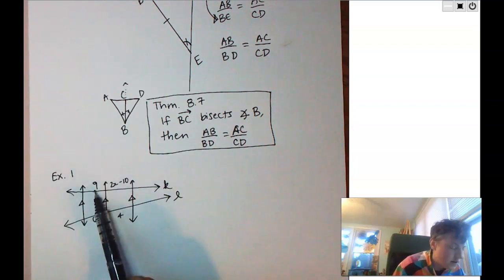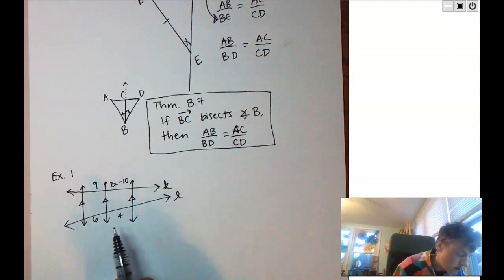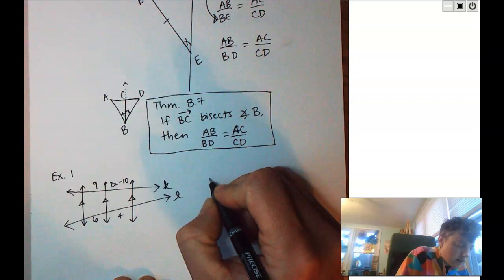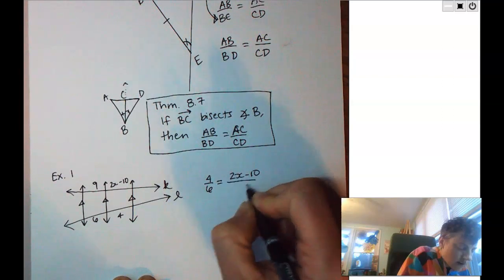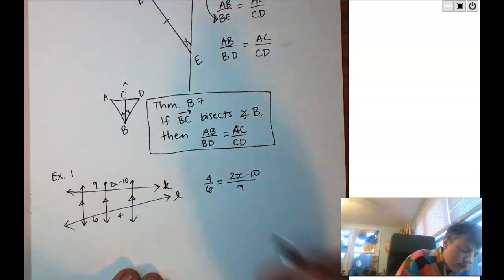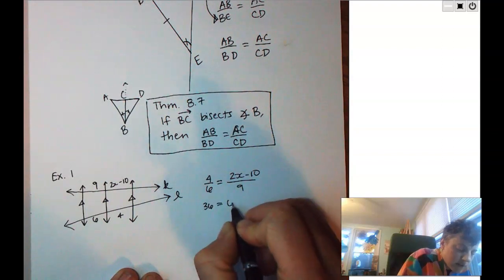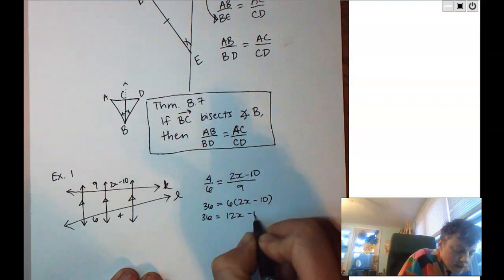Let's call that guy 9, 2x minus 10, 4, and 6. Since we chopped these 3 parallel lines with 2 lines, those 2 lines now have these proportional sections. So we could say that 4 over 6 would equal 2x minus 10 all over 9. We can do some cross multiplying and solve. 9 times 4 is 36. And 6 times 2x minus 10 is going to equal 12x minus 60.